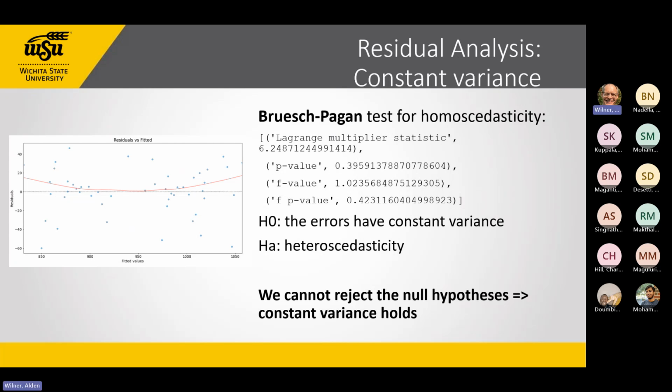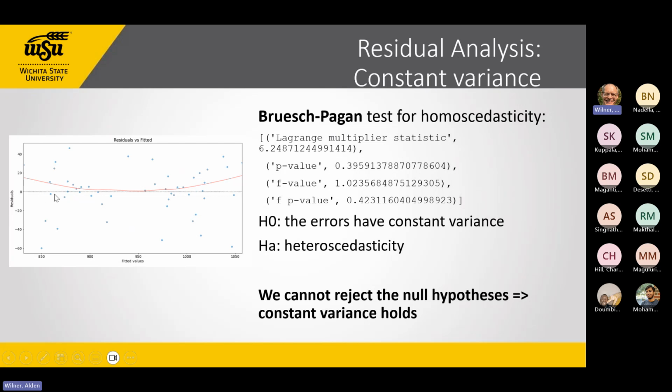Constant variance holds. Breusch-Pagan is another test that will be run in our OLS output. It will tell us whether our data has constant variance or not. H0 says that our errors have constant variance. H alpha is there is heteroscedasticity. In this case, it'll draw us a curve on there, and it shows that there is some variance going on.